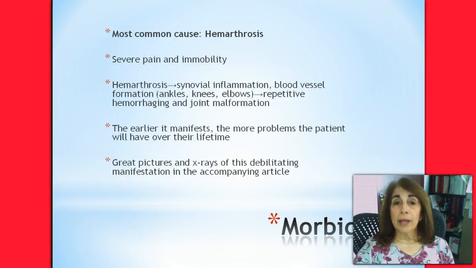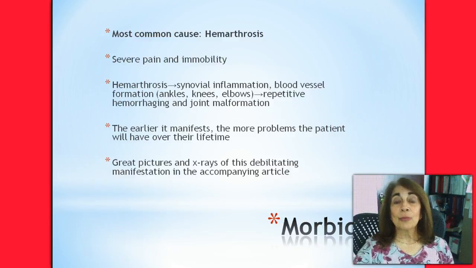Look a little bit at the morbidity of hemophilia A. It's fairly specific. The most common cause of morbidity in patients with hemophilia A is hemarthrosis, which again is bleeding into the joints. This causes severe pain and varying degrees of immobility. When there is bleeding into the joint, or hemarthrosis, this causes synovial inflammation, and they form new blood vessels in the joints. And it's usually the ankles, knees, or elbows, or the hinge joints that are affected.